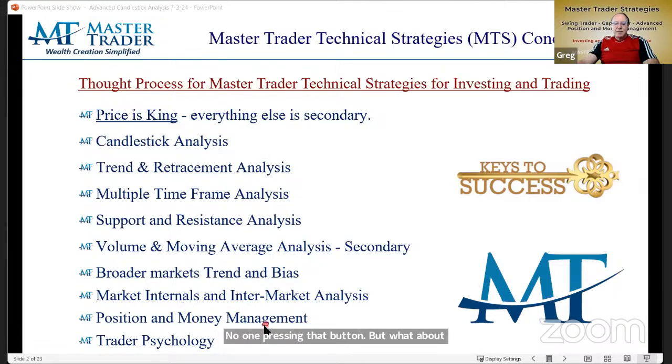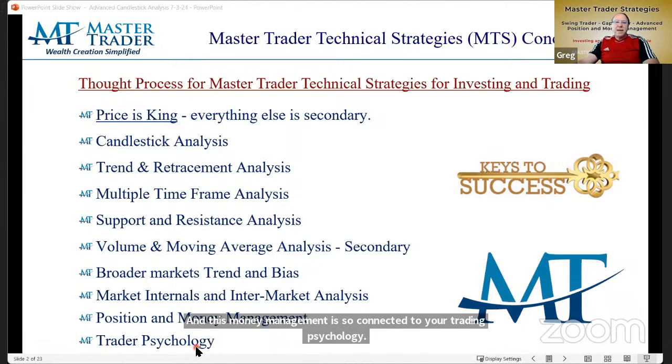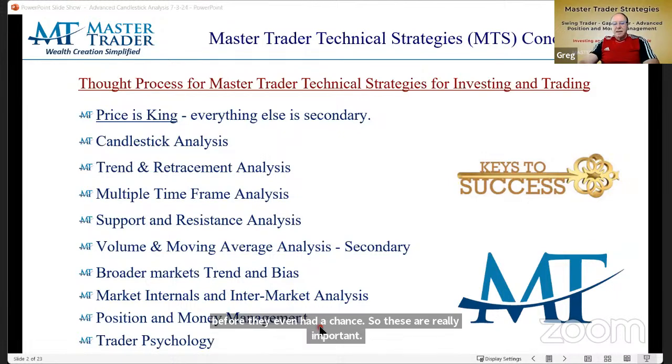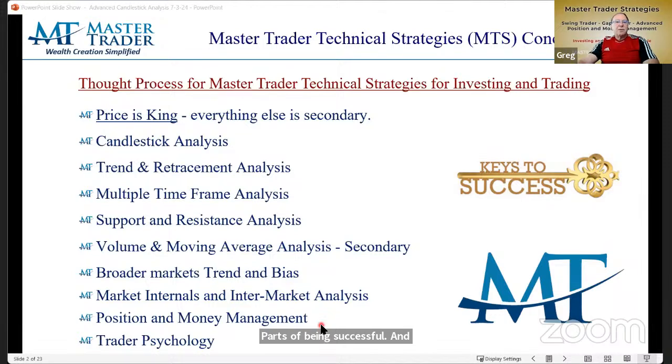And this money management is so connected to your trader psychology. We just don't get it when we're starting out in the markets because we're so fixated on the greed aspect of it. But once we start experiencing some losses, all of a sudden the light bulb starts to go on. You start thinking about it, but so many get blown out before they even had a chance. So these are really important parts of being successful, and recognizing that you're kind of dangerous when you're starting out.